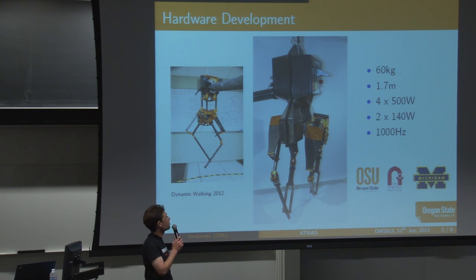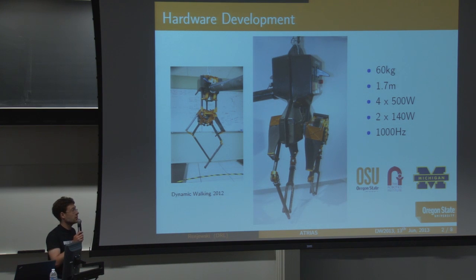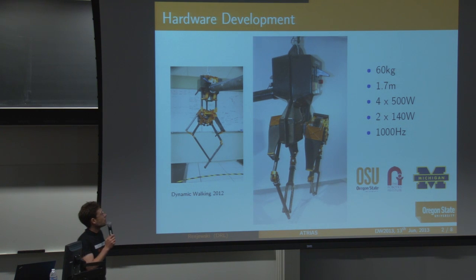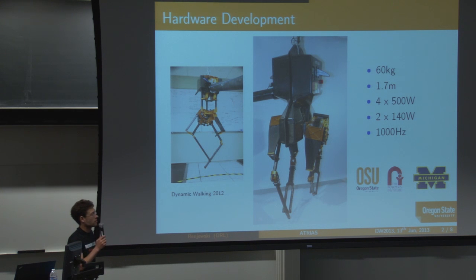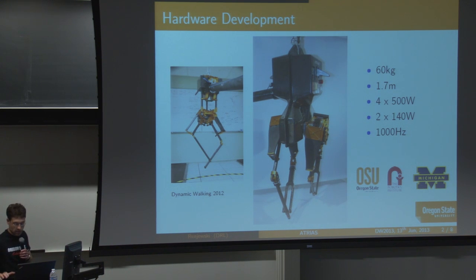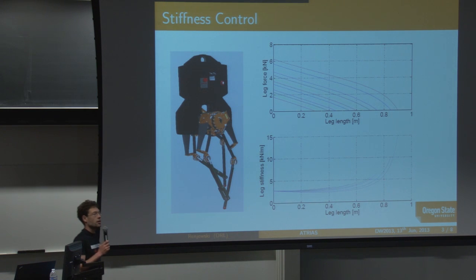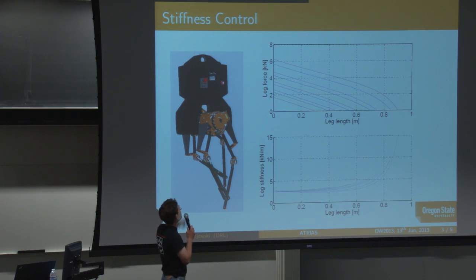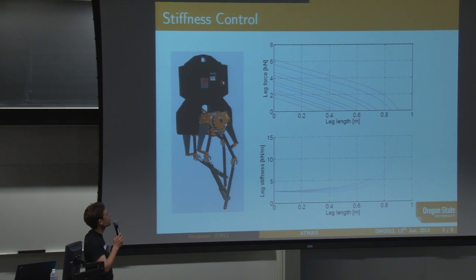Just some numbers about the robot. So it weighs 60 kilograms, is about human size, 1.70 m high. There are 2 500-watt motors in each leg and 2 140-watt motors at the hips. And we control it from an internal computer with a frequency of about 1000 hertz. The most interesting feature that we are using are springs that are coupled to the motors and build series elastic actuators.